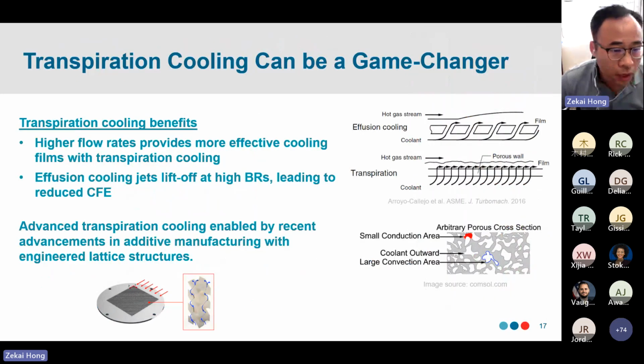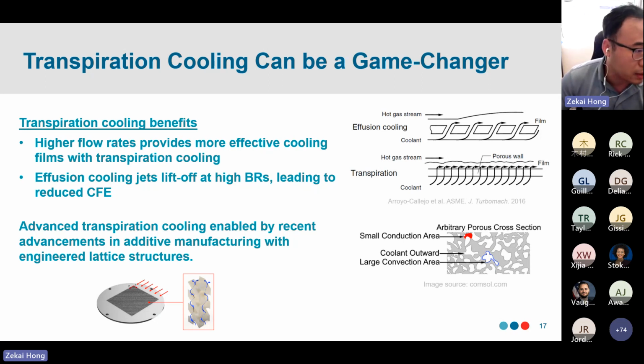The next step, I think we can talk about the future of cooling from our understanding. Our understanding is that transpiration cooling can be a game changer for enhancing cooling, because there are multiple benefits from transpiration cooling. One is it can allow high flow rates and provide more effective cooling, and transpiration cooling is more distributed, so it will inherently be more uniform.